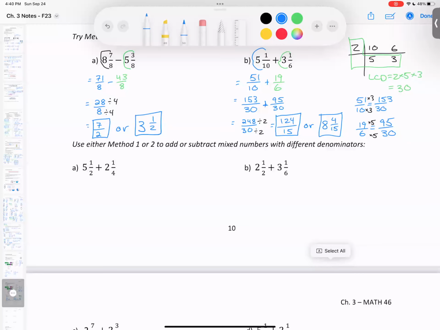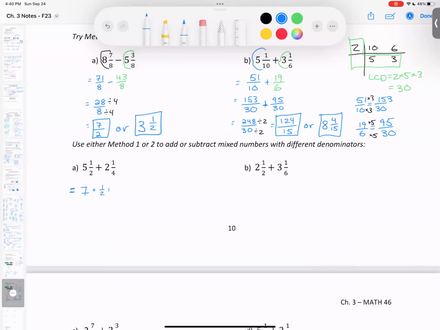All right, let's do some practice adding and subtracting mixed numbers. We can use either method 1 or 2. So I'll use method 1 on this first one. That means I'm going to add my whole numbers together. 5 plus 2 gives me 7. And then I need to add my fractions together.